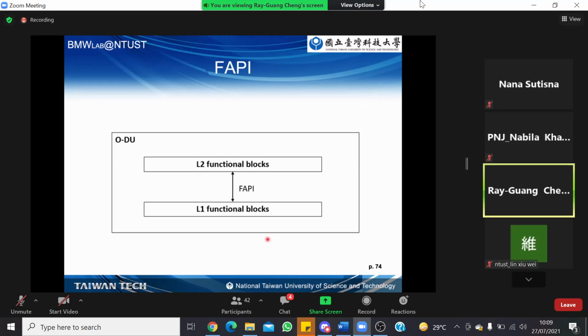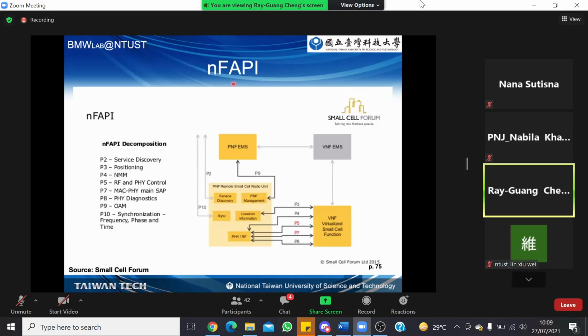So this is the FAPI. FAPI is an interface between layer 2 and layer 1. FAPI and nFAPI, both of them are defined by Small Cell Forum. The major difference is when you want to split it into 2 hosts, you need to use nFAPI. If layer 1 and layer 2 are running on the same host, you can use FAPI. Here, I just want to point out that in the ORAN Alliance, they use P5 and P7. P5 is for control plane. P7 is for user plane.